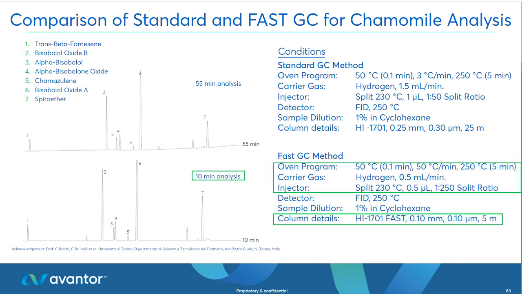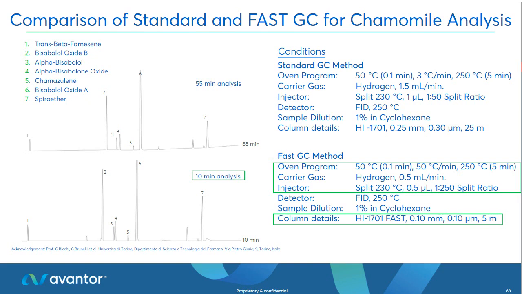And then when you see the reduced run time from 55 minutes to 10 minutes, what was changed? So the oven ramp rate was changed to 50 degrees per minute from 3 degrees. We've got a lower carrier gas flow at 0.5 mL per minute. We've got decreased sample injection of 0.5 microliter, higher split ratio at 250, and then you can see the dimensions are massively reduced for the column that was used.